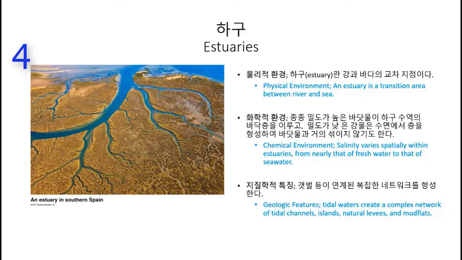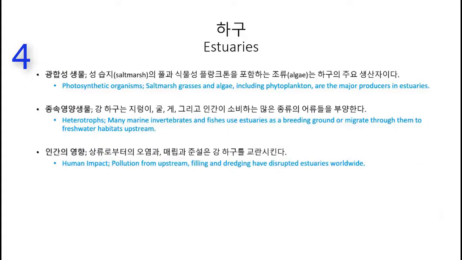So let's have a look at number 4, estuaries. First thing is the physical environment. An estuary is a transition area between the river and the sea. Chemical environment involves the salinity, how it varies spatially within estuaries from nearly that of freshwater to that of seawater. The geologic features, things like tidal waters, create a complex network of tidal channels. There are islands, natural levees and mudflats.